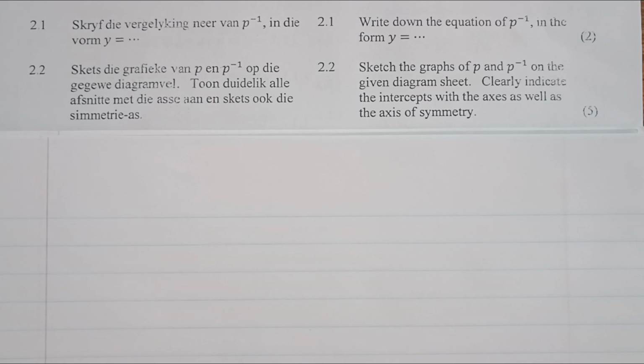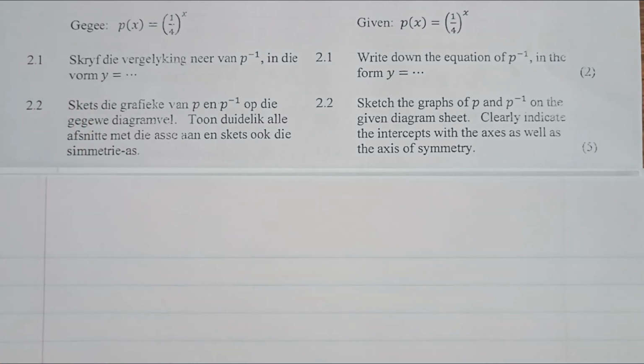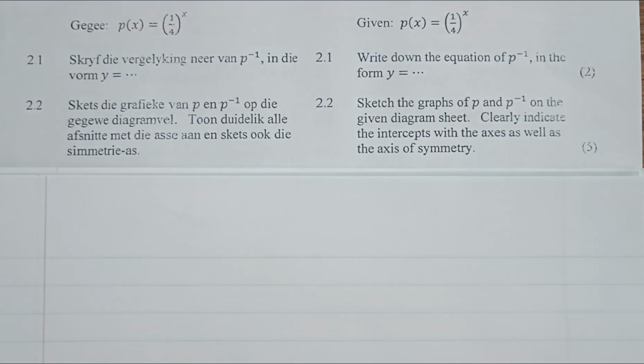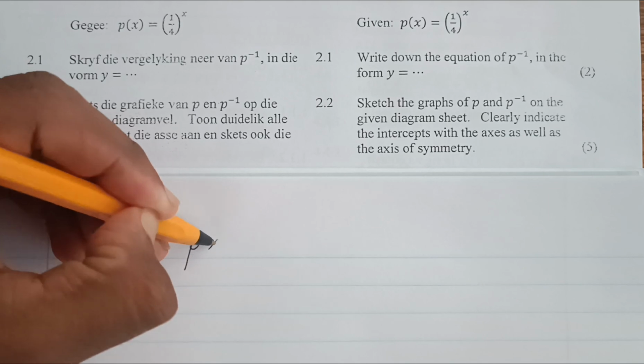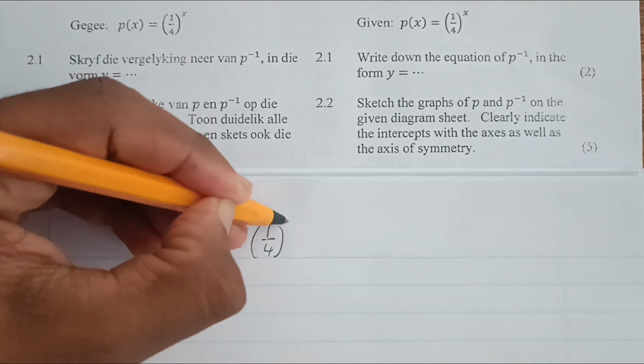Let's get straight into this. 2.1. Write down the equation of p to the power of minus 1. So this is the inverse function of p in the form y equals. Let's start with writing down p quickly. So p of x is equal to 1 over 4 to the power of x.